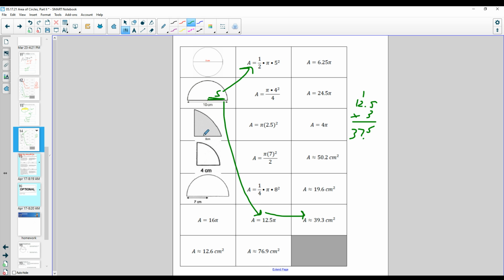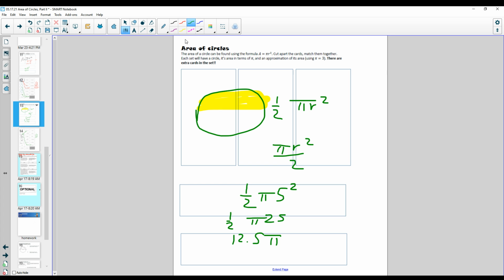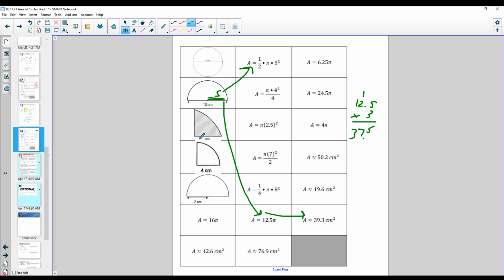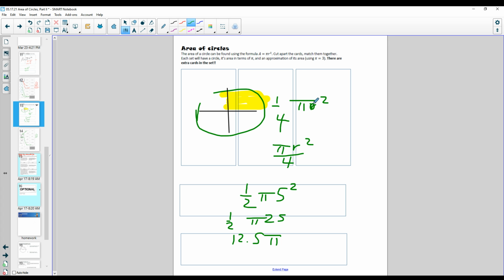Now, last but not least, this is called a quarter circle. That means you are taking a circle and cutting it into fourths. So instead of doing a half, we're cutting it into fourths. Let's try this example right here. The radius is 8. So I replace this radius with 8.